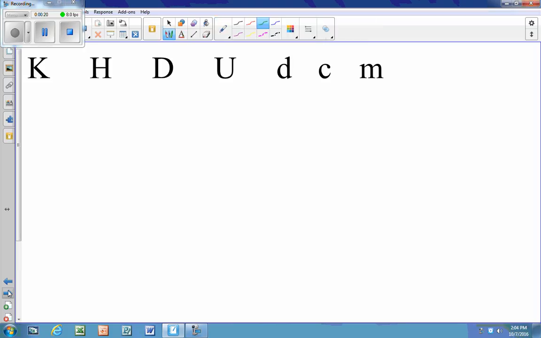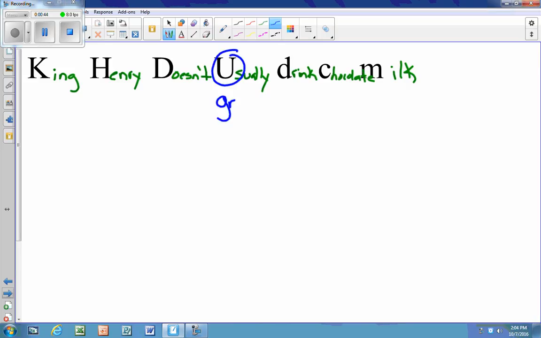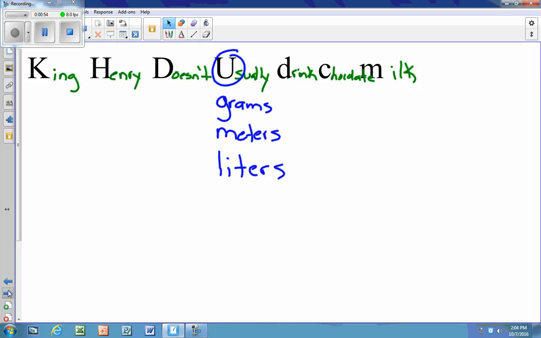we're going to remember our little phrase where we have King Henry doesn't usually drink chocolate milk. And that will remind me of the order that I need, and I have to remember that the U stands for the units, so it can be grams, it may be meters, and it may be liters. So every time I have to do conversions on the top of my paper, I should write the letters for King Henry doesn't usually drink chocolate milk.